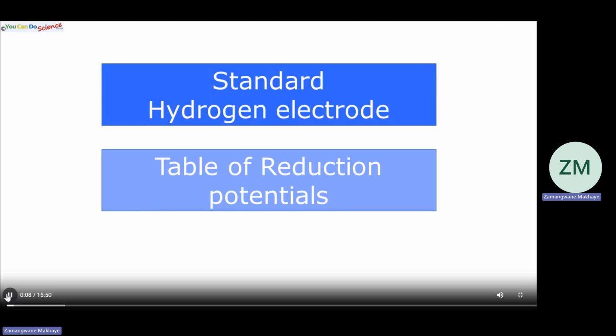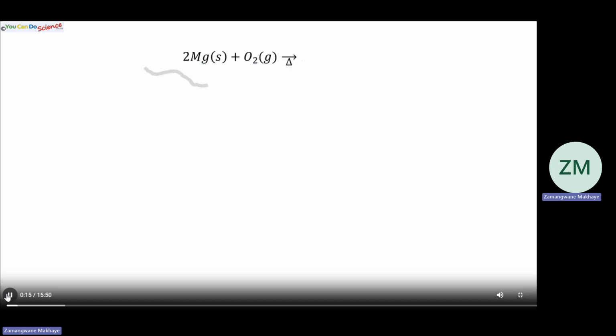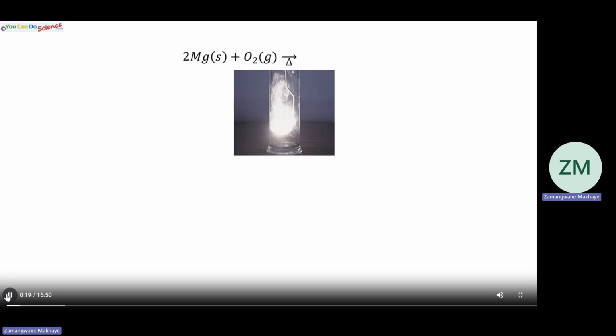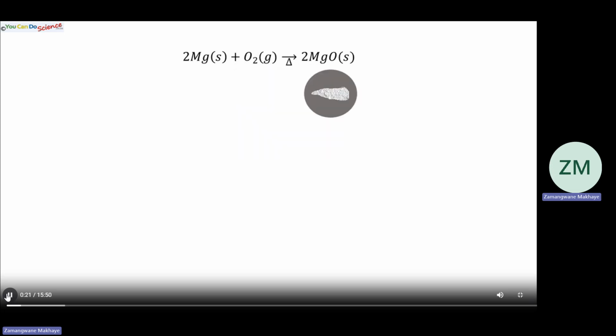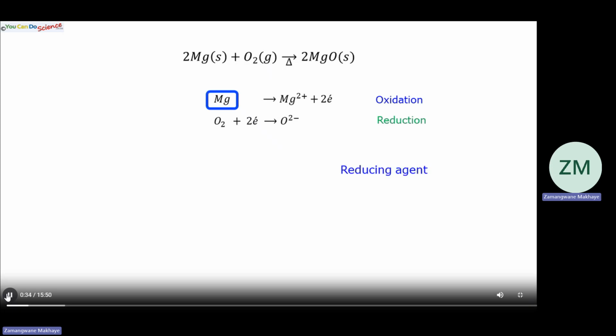...as the table on which the standard reduction potentials of substances are indicated. By now you know that when hot magnesium ribbon is placed in pure oxygen, it burns with a blinding white flame, and a white powder, that is magnesium oxide, forms. During this reaction, magnesium undergoes oxidation and oxygen reduction. Magnesium is the reducing agent, and oxygen the oxidizing agent.